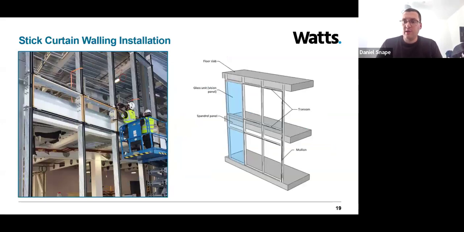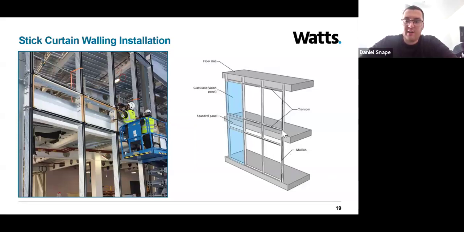In this slide, we look at the installation process of stick curtain walling. As mentioned previously, this type of curtain walling is delivered to site and then installed in individual pieces. It's installed by specialist trades, as you can see in the left-hand image, as opposed to unitized curtain walling, which is installed from the inside of a building. Stick curtain walling is installed from the outside of a building. The image on the right is a basic sketch of the various elements of stick curtain walling.